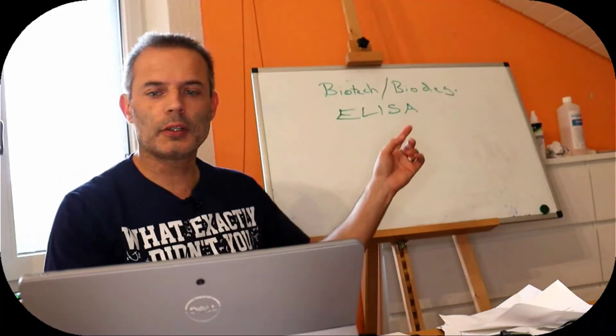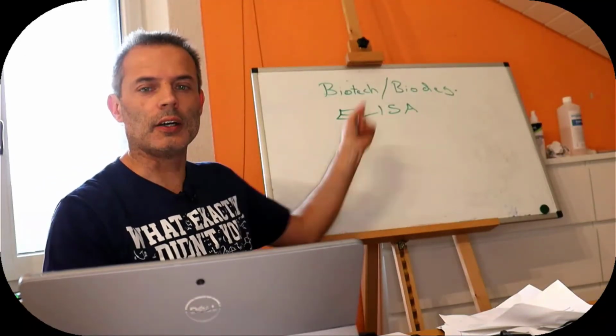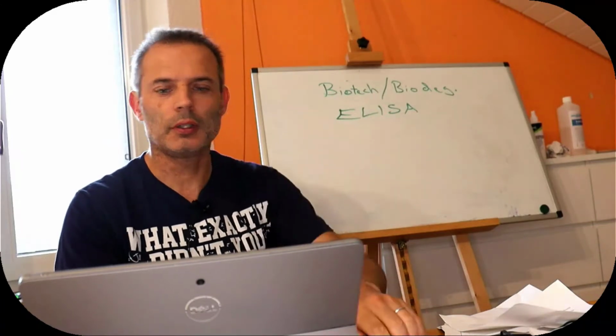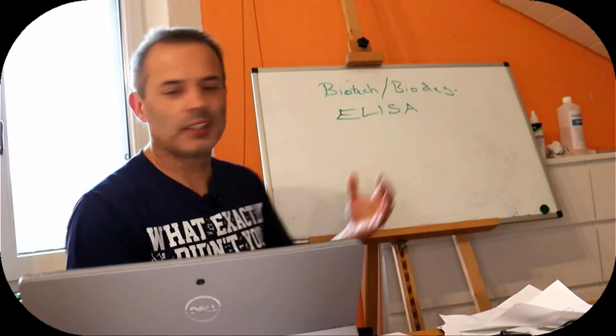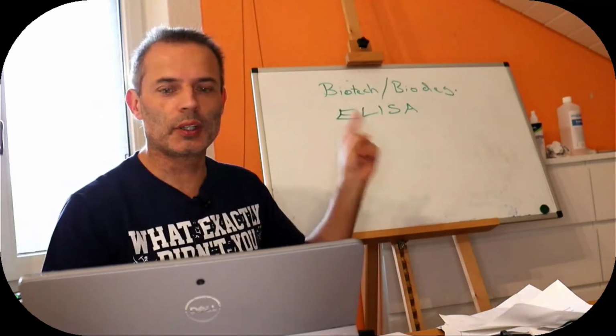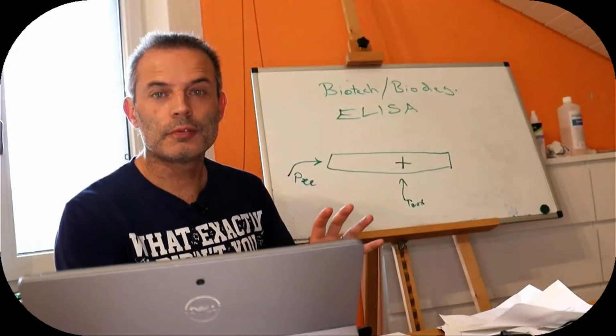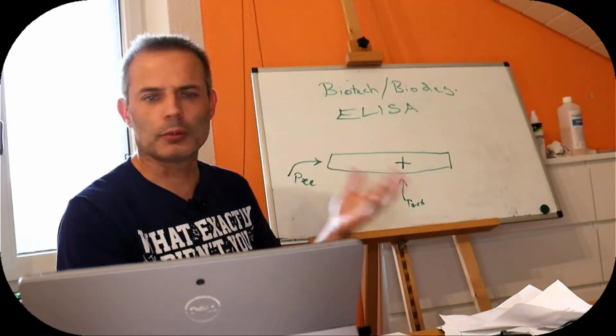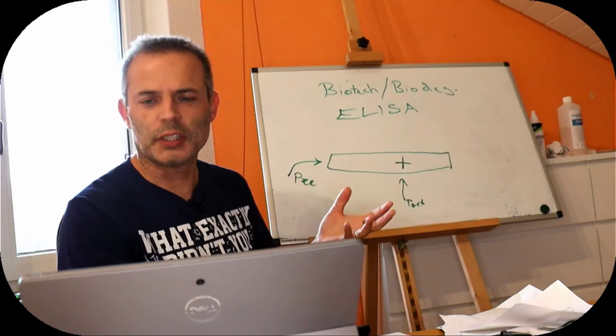Welcome back to biotechnology. Today we're going to talk about ELISA, which is a method for measuring things, allergens. I'm going to do some drawing, then I'll come back. So you're all familiar with the standard pregnancy test, or maybe not, but you'll have seen it.